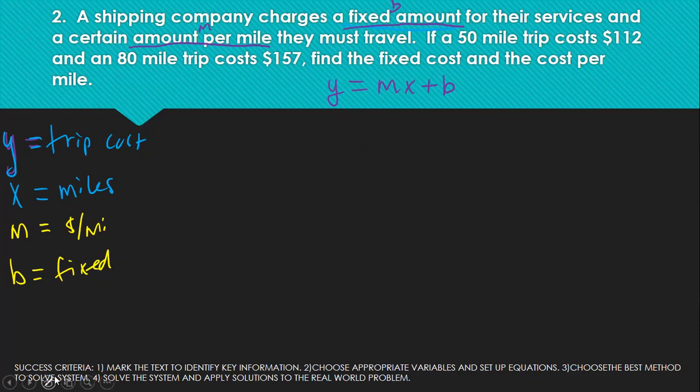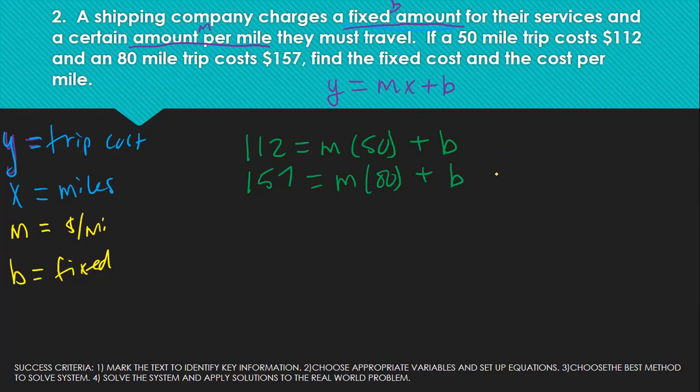Does that make sense? So for our first equation, it's going to be 112 equals M times 50 plus B. Those are my unknowns. Does that make sense? So then our second equation is going to be 157 equals 80M plus B. These two things are what's unknown. Okay? All right. This is an example of where the best way to solve is by substitution.